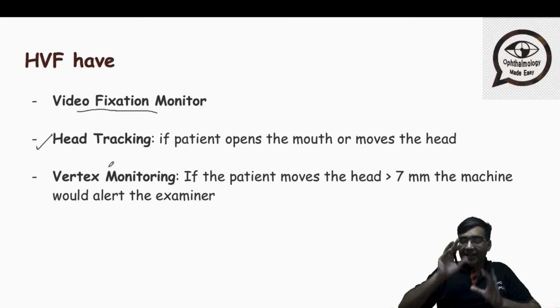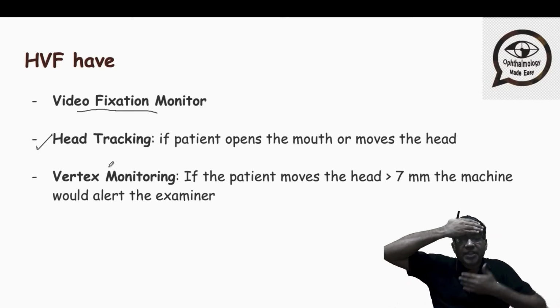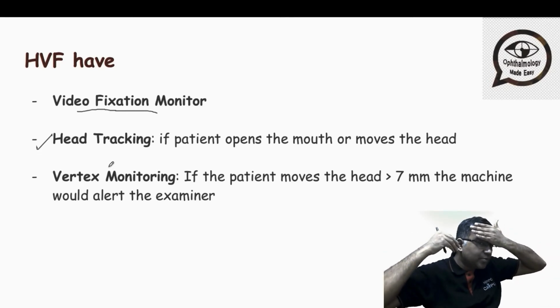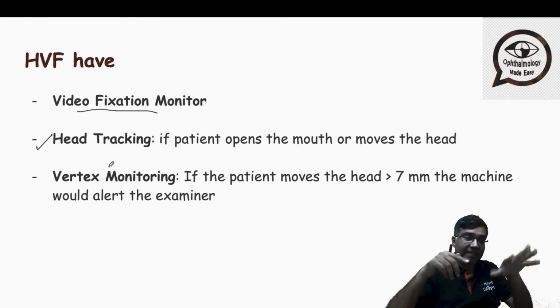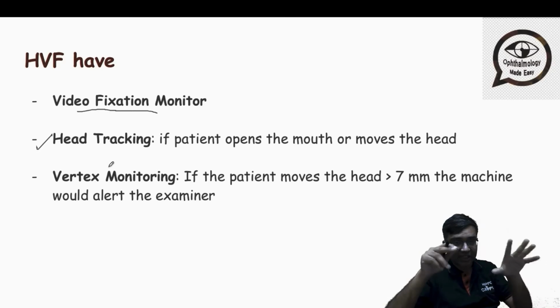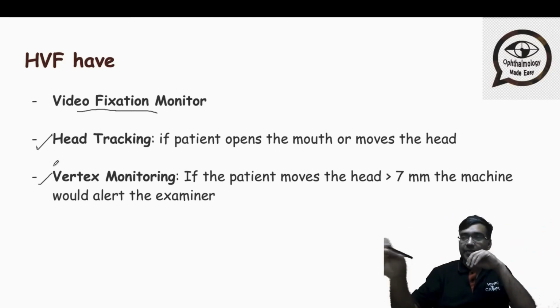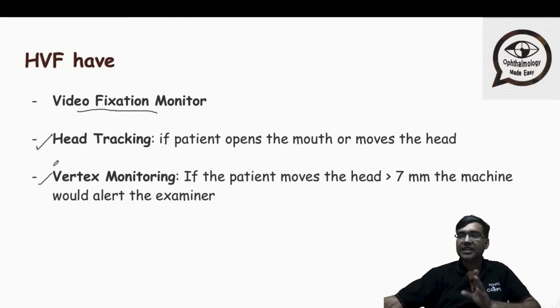What head tracking does is, if the patient opens the mouth or moves the head, it will tell you. And then there is vertex monitoring. The patient has to put his chin over the rest, and if the patient moves the head more than 7 millimeters, the machine will alert the examiner that the patient is not doing it correctly. So these are two important points which help the examiner know whether the patient is doing the visual fields correctly or not.